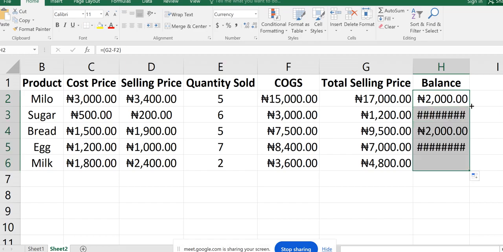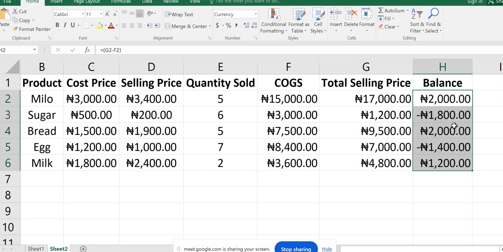So what are you going to do here? You autofill, you maximize, so you can see here. Now, to make it easier, let's say you just want to showcase this to the person in charge of the supermarket so that the person can know if he's making profit or loss. There's a particular thing we call conditional formatting. It makes your work easier.